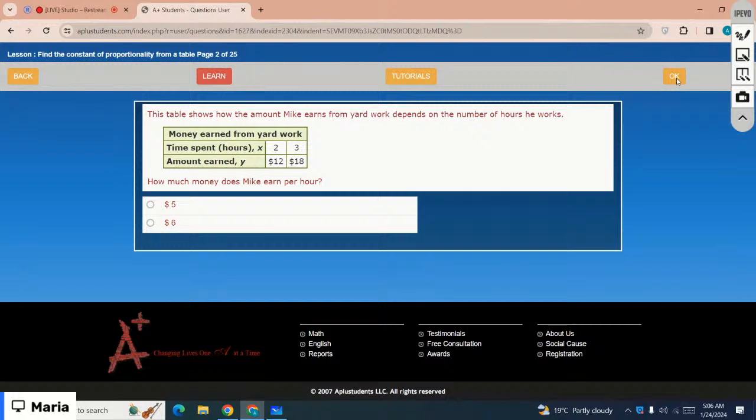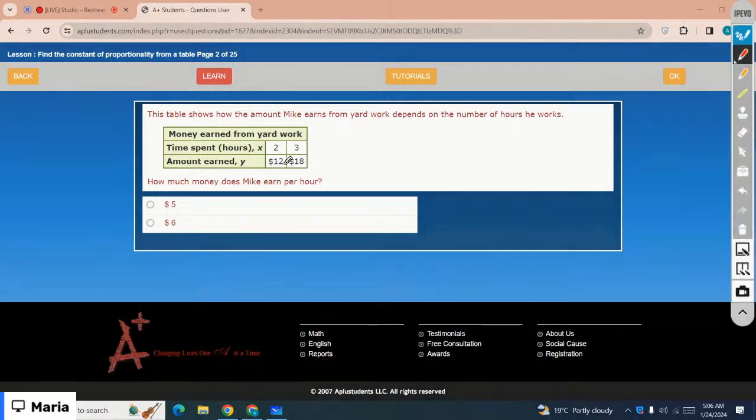Okay, the next one: this table shows how the amount Mike earns from yard work depends on the number of hours he works. How much money does Mike earn per hour, right? So the time he spent is 2 hours and the money he earned is $12, right? Then the time he spent is 3 hours and the money he earned is $18, right? You have to calculate the constant of variation. The constant of variation is y over x, right? So for the first values, y is 12, x is 2, 12 over 2 is 6. For the second value, that is 18, 18 over 3 is 6. That means the money he earns per hour is $6.